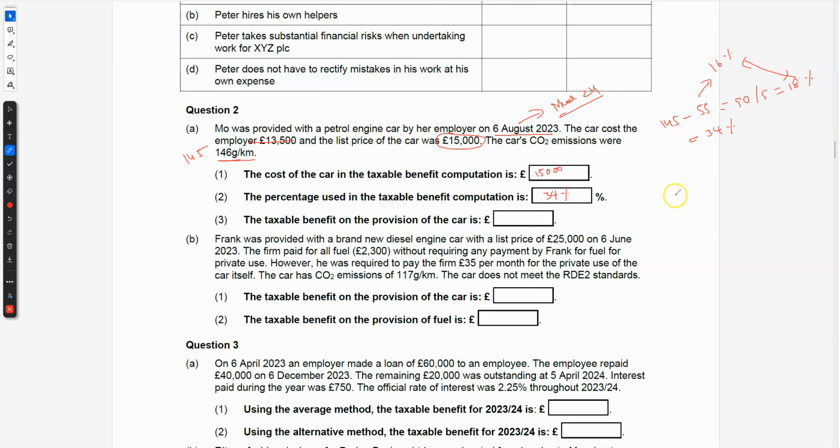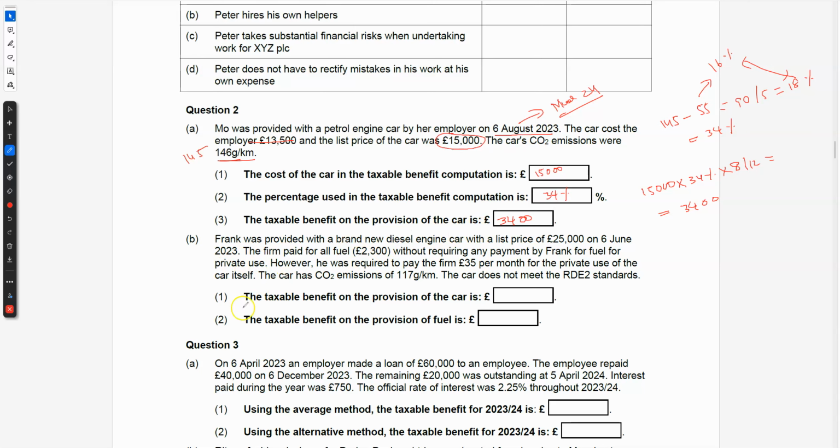8 months. So we said 15,000 is the list price, multiply 34%, then multiply 8, divide 12. And that will give me 3,400. List price, multiply the percentage, and then for how many months.